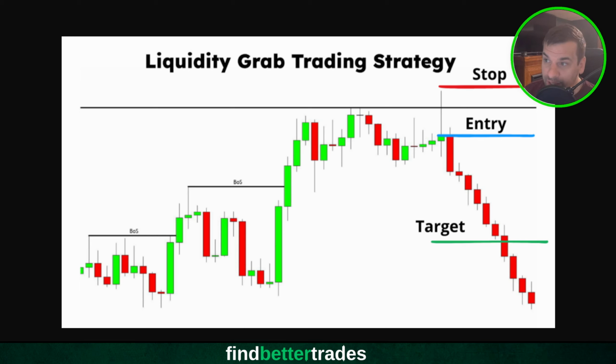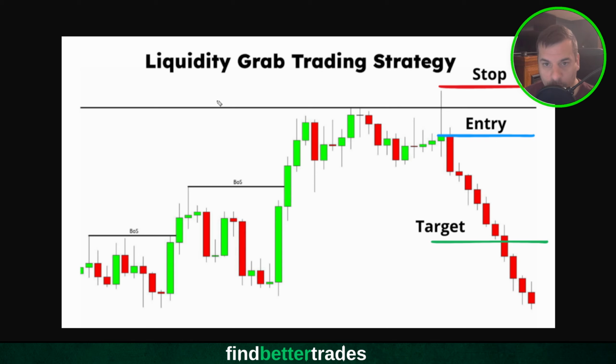Today, we're going to be focused on the liquidity grab trading strategy, and I'm going to give you a step-by-step guide on how to trade something like this. This is going to work on both the upside and the downside. This is just a downside example, but it can easily be worked at the support levels as well. So we're just going to focus here on a downside trade.